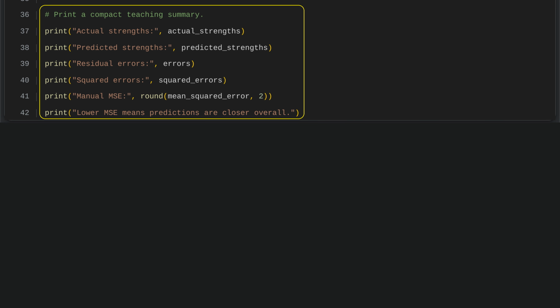The output compares actual concrete strengths with the model's predicted strengths, then shows the residual errors between them. These errors are squared, so positive and negative differences do not cancel out. The mean squared error is then calculated as the average squared error rounded to 2 decimal places, giving one overall measure of prediction accuracy. A lower value means the model's predictions are closer to the actual strengths.